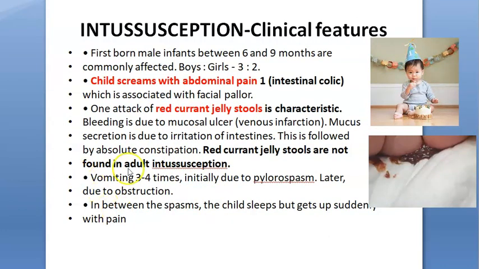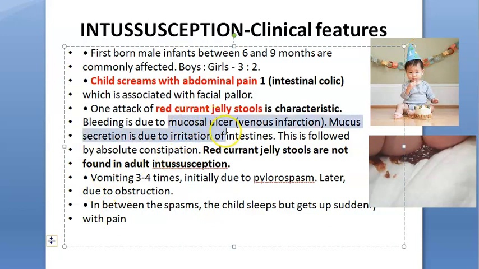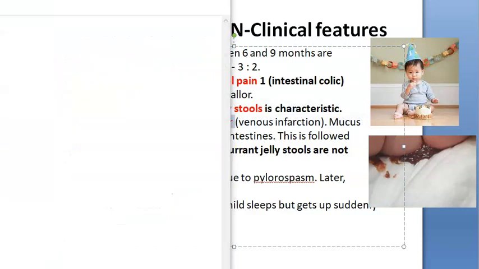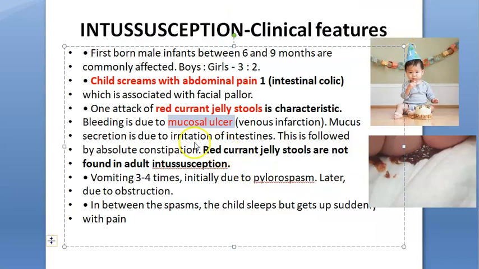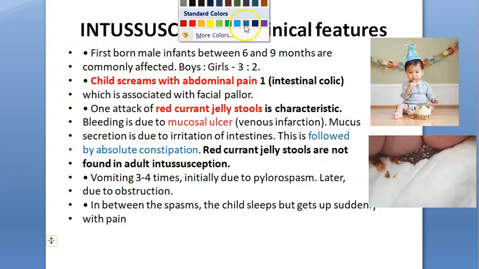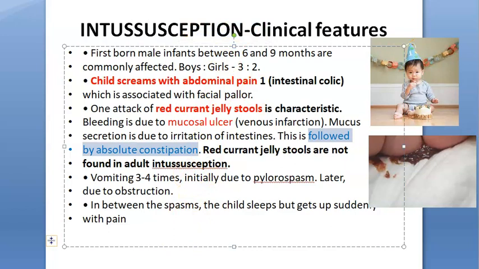Why? Because of bleeding due to mucosal ulcer. That is why this baby has facial pallor also. Makes sense, isn't it, people, that this baby is losing blood, right? So pallor. And this is all because of mucosal ulcer, mucus secretion due to irritation. And this is followed by absolute constipation. Absolute. There's no way this baby is pooping anymore. Red currant jelly stools and then absolute constipation.